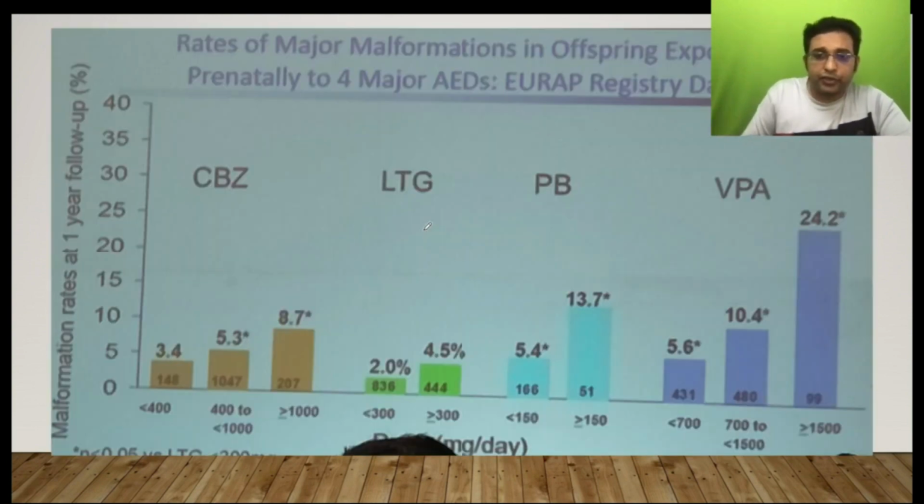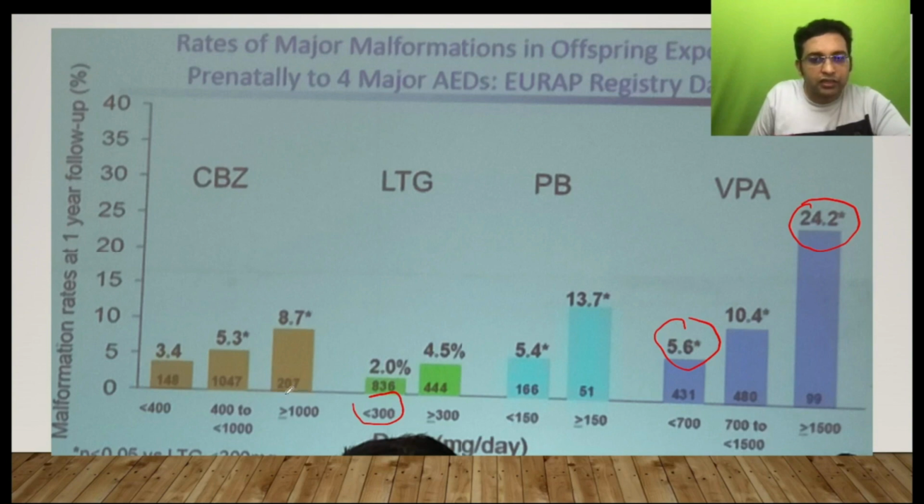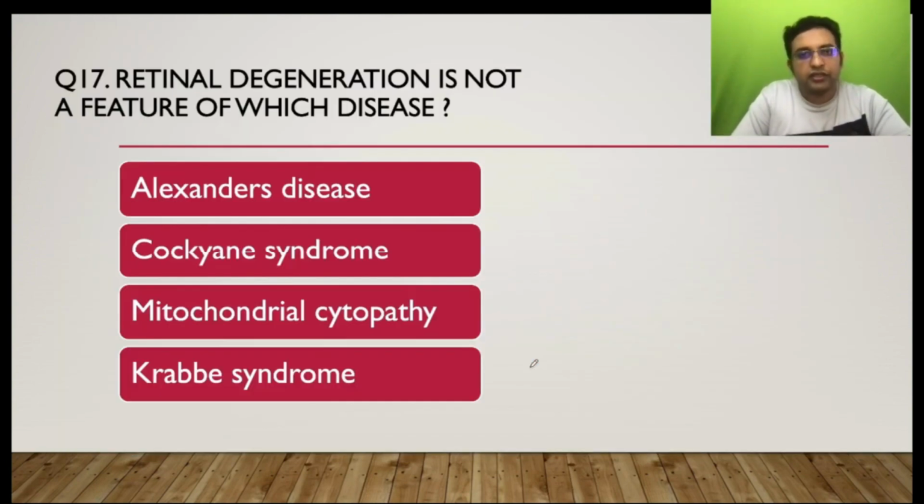If you see this chart, for valproate, based on the doses, the risk of malformation increases drastically if the dose is more than 1500 per day. If it's less than 700, the risk reduces to just 5.6, and if it's more than 1500, it increases to more than 24.2. That is the important value you should have in mind. Similarly for lamotrigine it's 300, and for carbamazepine, more than 1000 increases the risk very much. Phenobarbital and phenytoin also increase the risk.